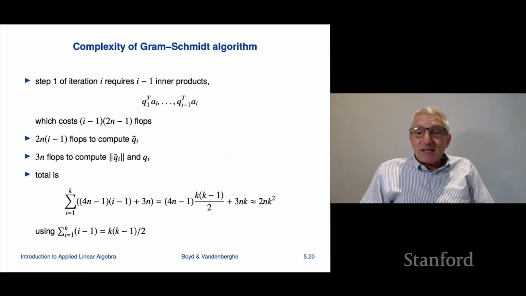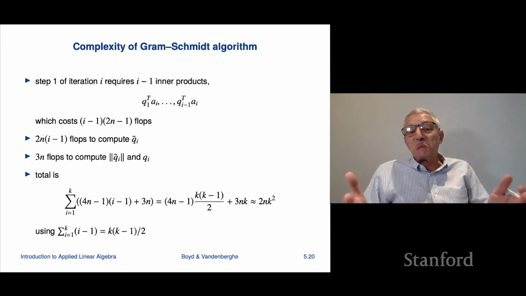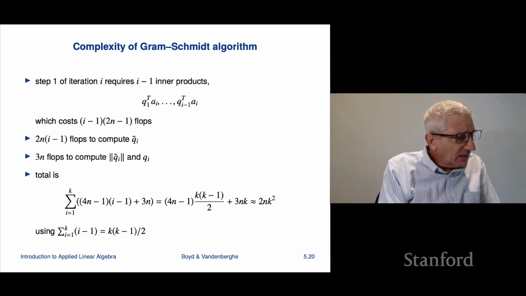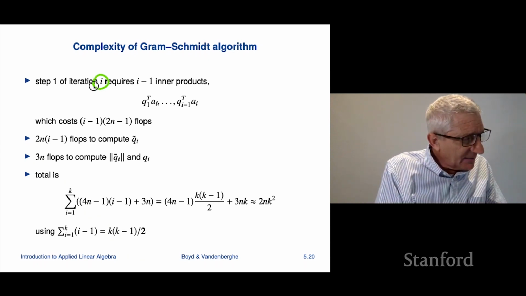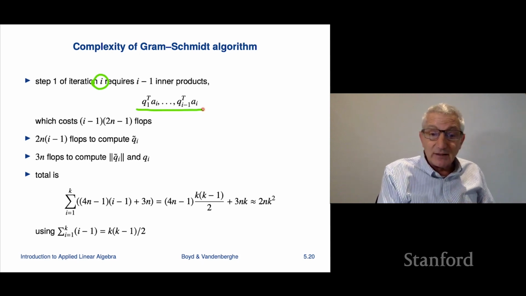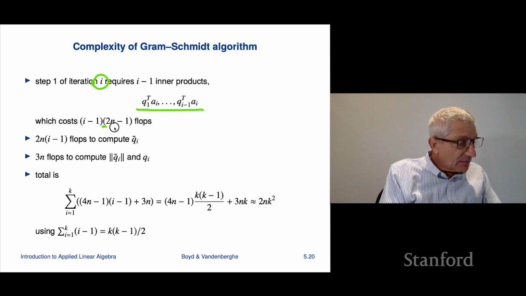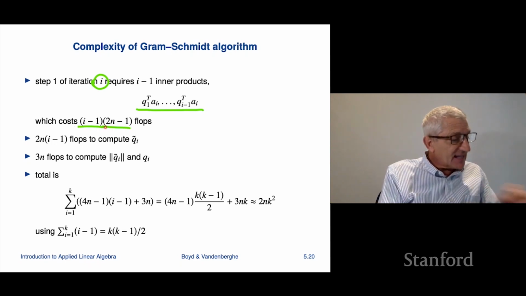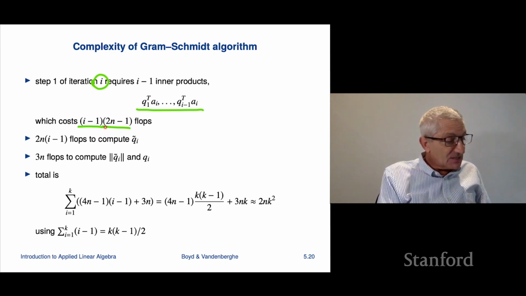I want to say a little bit about the complexity of the Gram-Schmidt algorithm, about how long it takes, basically how many flops it takes to actually carry this out. Well, let's figure it out. In iteration i, you have to evaluate i minus 1 inner products, right? And each inner product costs 2n minus 1 flops. And there's i minus 1 of them, so that's that. Okay, so that's the total number of flops.